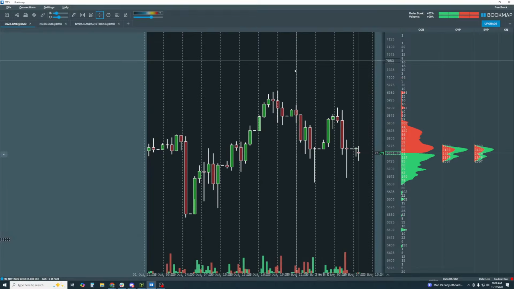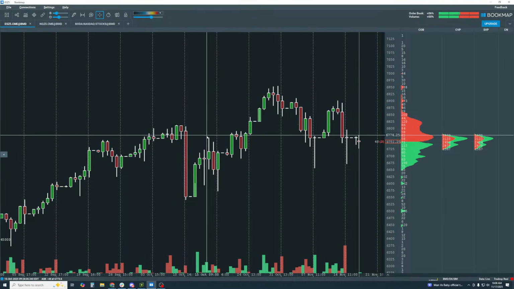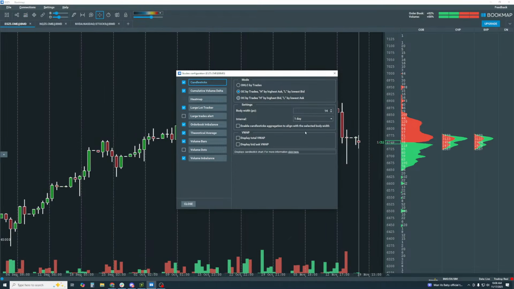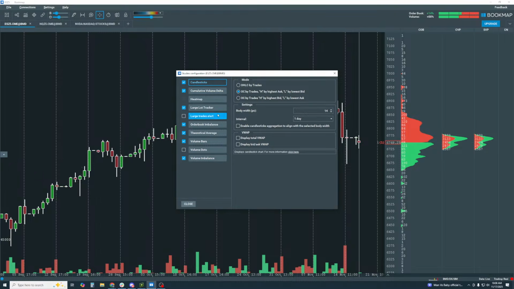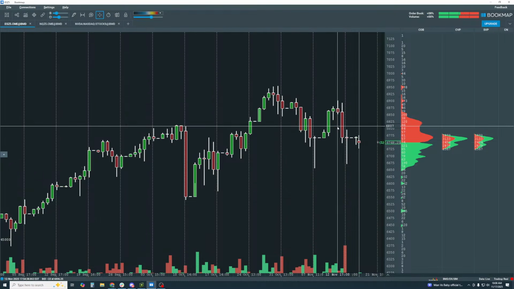Let's take a look at it. Now, we're going to take a look at a candlestick chart in Bookmap on the higher time frame. This is a daily candlestick chart. If you come up here, you can see that I'm on a daily interval on the candlesticks. Let's go through this in the higher time frame.